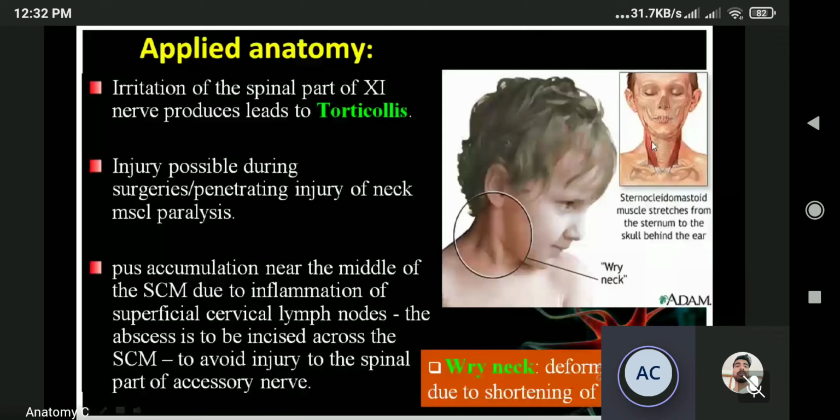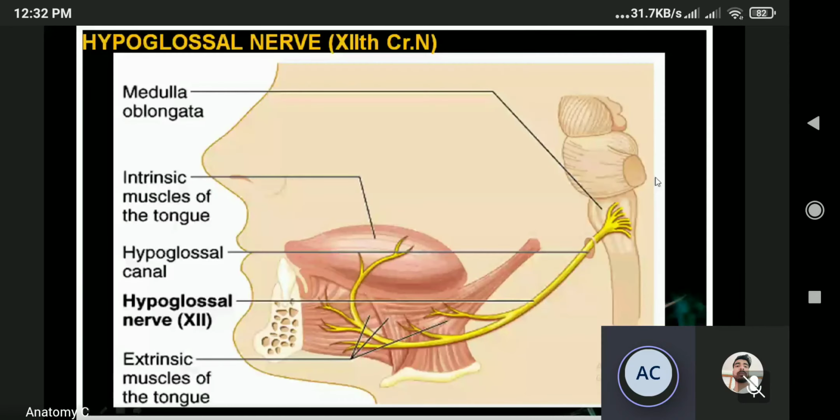Now the last one is the hypoglossal nerve. Before entering into the hypoglossal nerve, if you have any confusion about the accessory nerve, then you can ask. Do you have any queries about the accessory nerve?